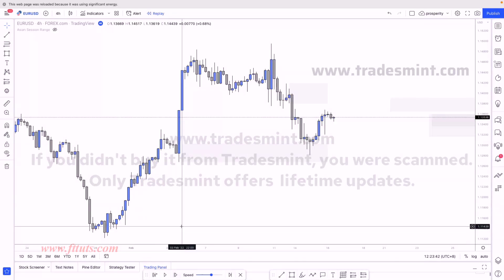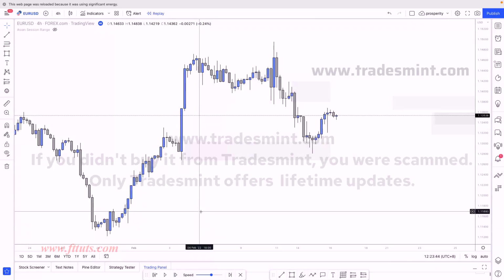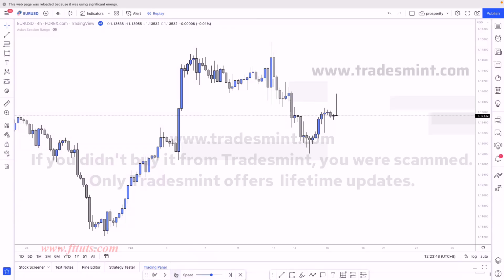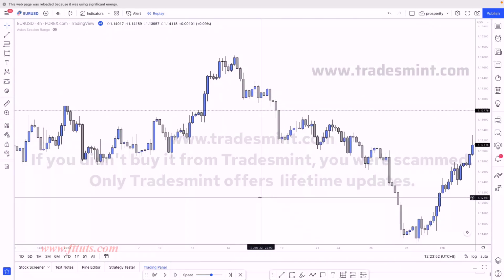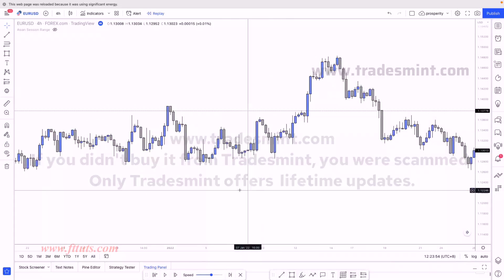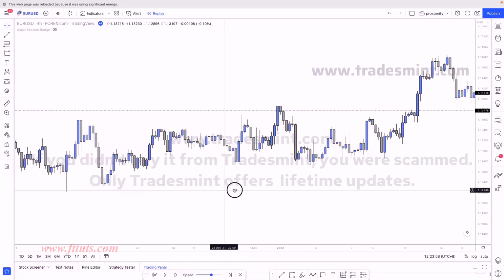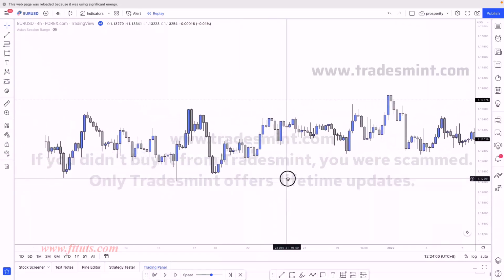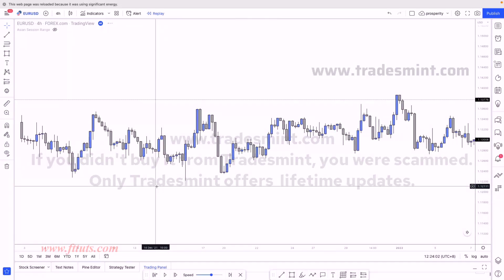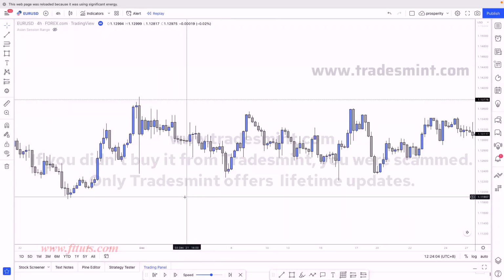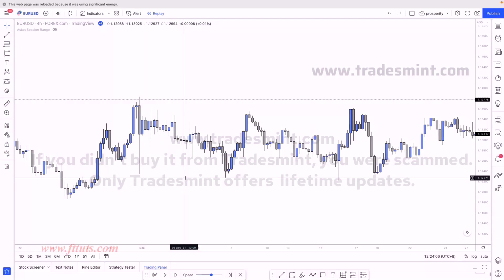Right? It's very easy to understand. This is unmitigated. The moment it taps it, it is now mitigated. And I can show you the same thing 1,000 different times, but the point is if price has revisited the level, then it's mitigated. If price hasn't revisited the level, then it's unmitigated.